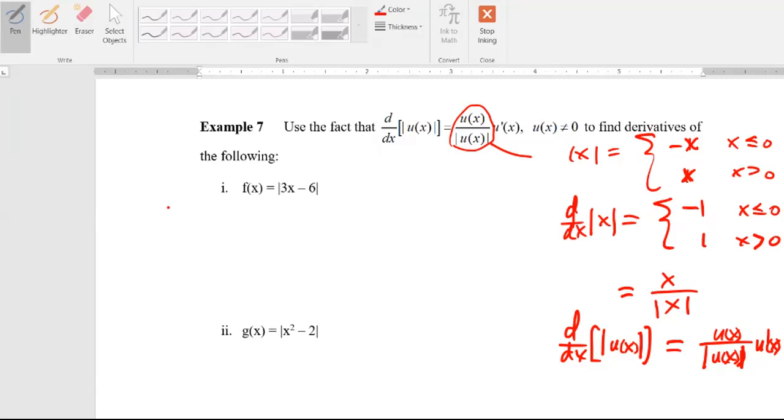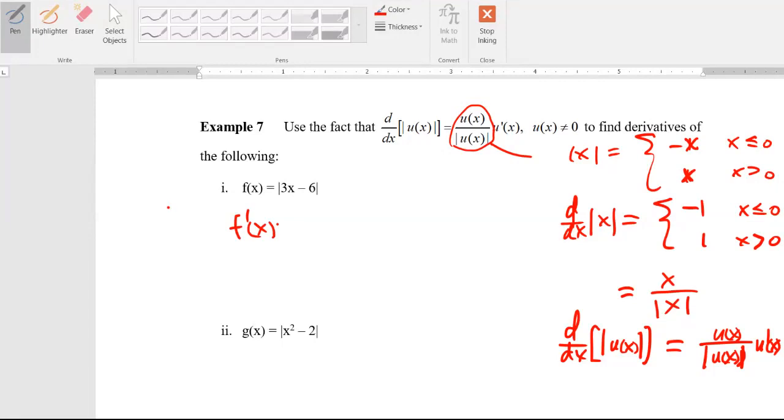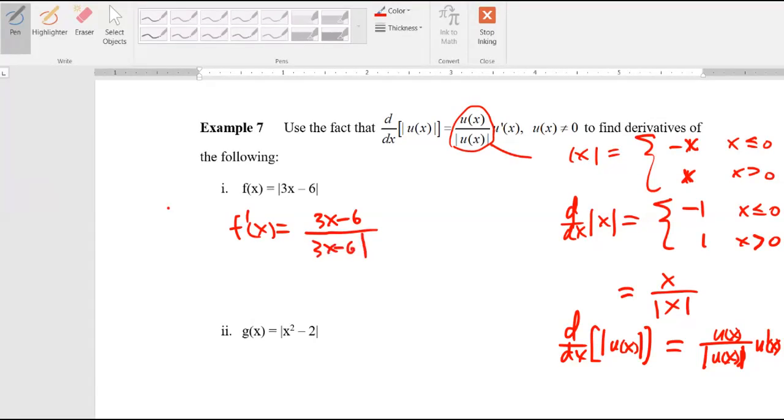It's really just a plus or minus 1, but it indicates that it is undefined wherever the u of x is equal to, well, wherever that break occurs. Depending on what u of x is, it might be at 0, it could be anywhere. So we do have that break in the derivative. Okay, so let's go ahead and use this. So f prime is going to be 3x minus 6 over the absolute value of 3x minus 6, like that, times 3.